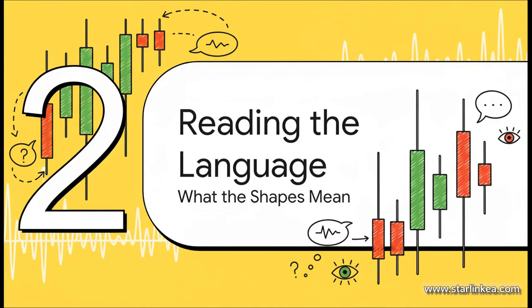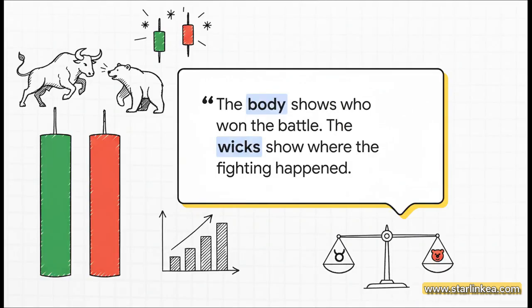All right, so we've got the basic anatomy down. Now it's time to actually learn the language, because the shape and the size of these candles, they tell a story that's way more interesting than just the numbers. This right here, this is probably the most important idea to remember. The body shows who won the battle. The wicks show where the fighting happened. It's that simple. The body's all about power. It tells you if the bulls or the bears won and just how big their victory was. The wicks, though, they show the struggle. They're the high and low ground that was fought over but couldn't be held by the end.